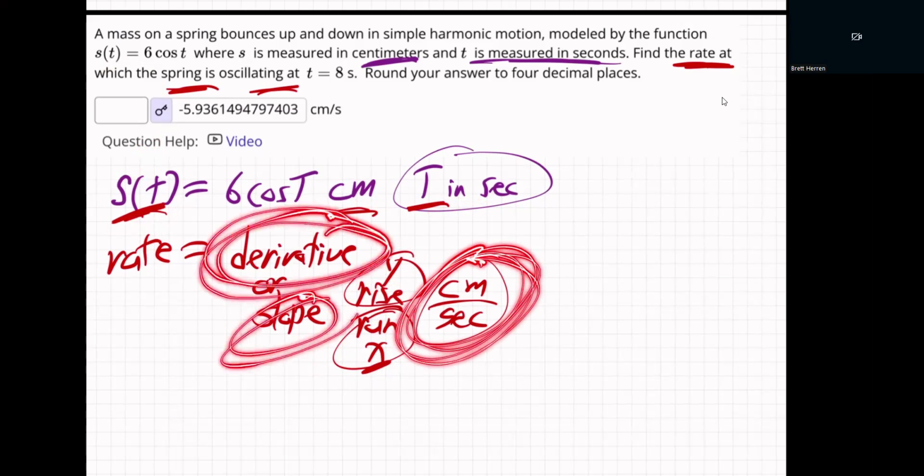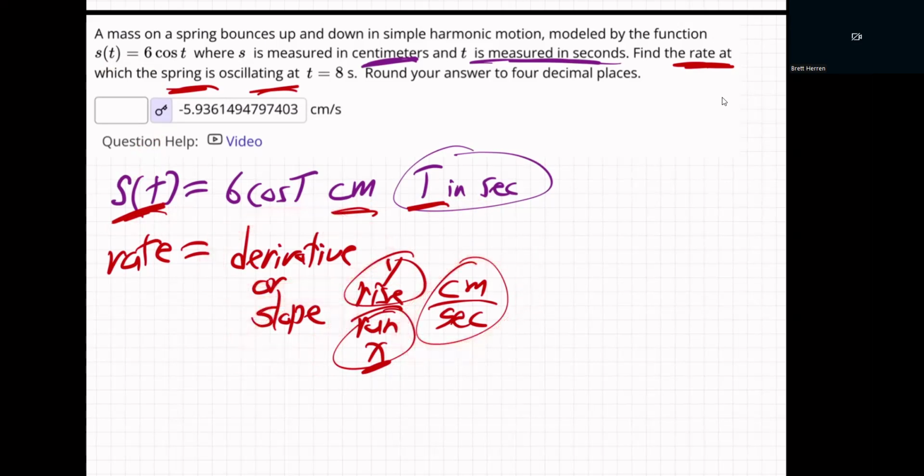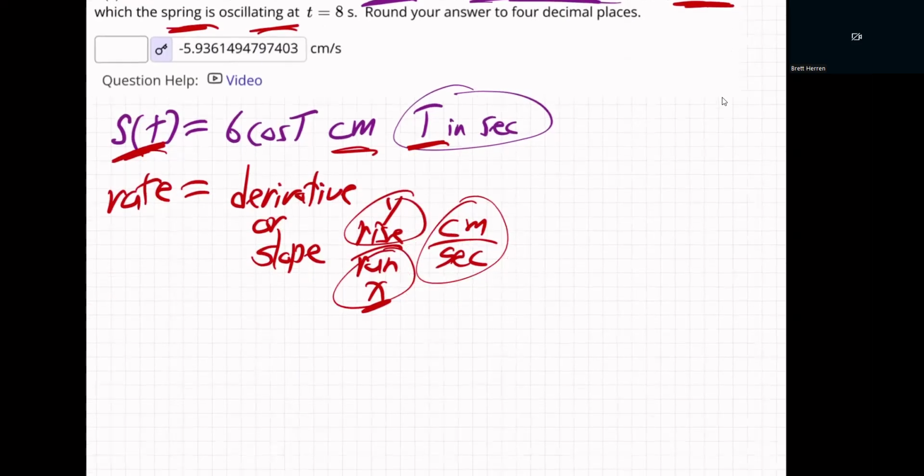Remember, derivatives are slopes, instantaneous slopes, slopes at only one point. So when they ask you rate in a question in math and science, you think, oh, it's slope, it's derivative. I got to take the derivative. So I'm going to come down here and go, okay, I need S prime.